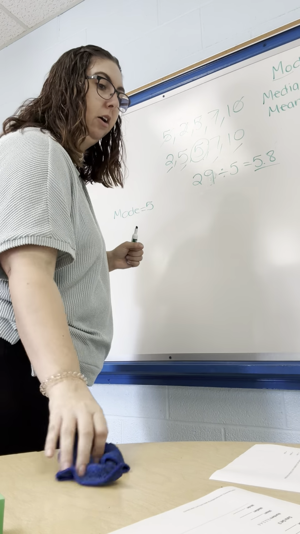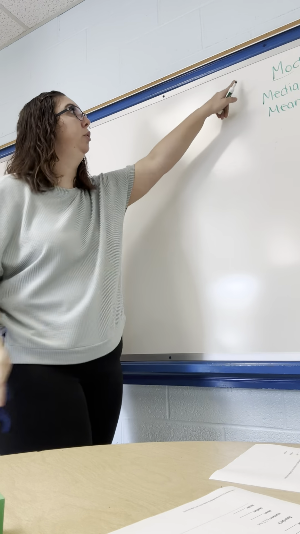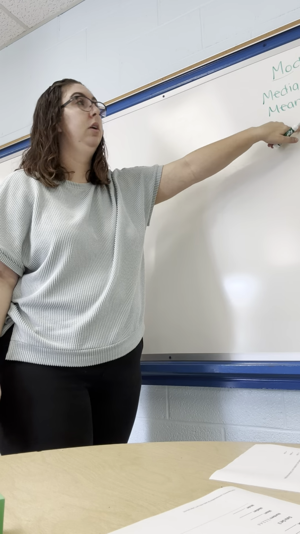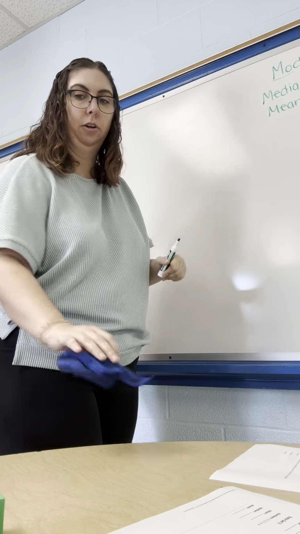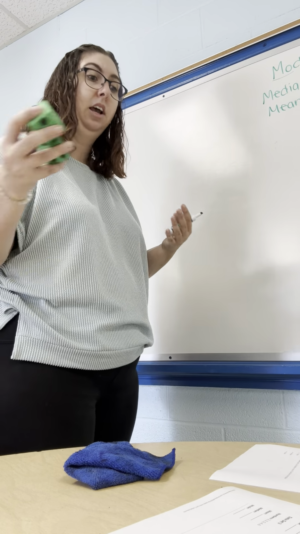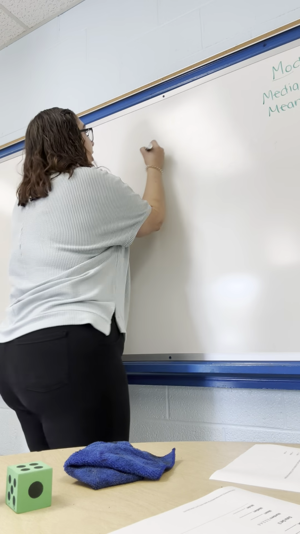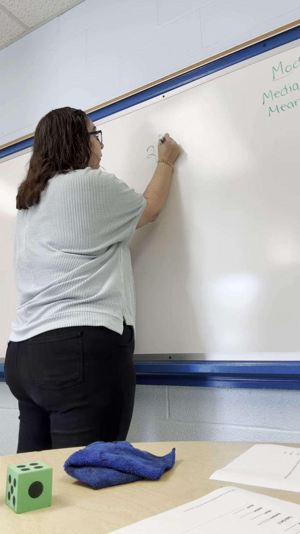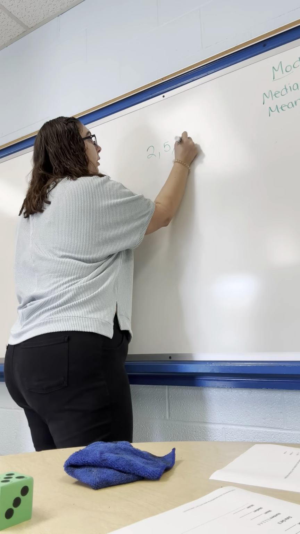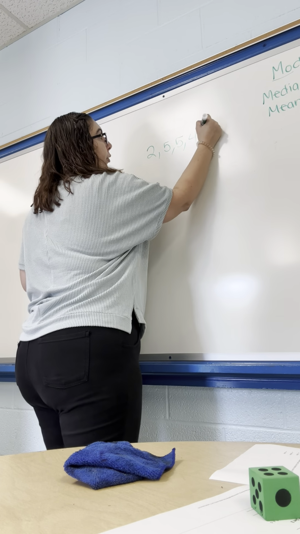All right, so now we're gonna do this together one more time. Now that we know our 3 new words, we have mode equals most, median is the middle, and mean equals average. So then I will have 5 more kids come up. We're gonna roll the dice and create a new data set. So we're gonna have 2 and 5, 5 and 4, and our last number is 3.